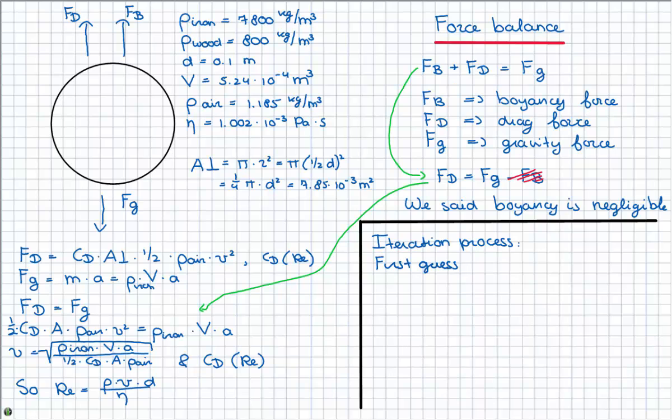First we take a guess. In this case we take 10 meters per second. We're using an iron ball, so I think this might be on the low side, but let's see. Then we can calculate the Reynolds number, which is the density of air times the velocity, which is 10 meters per second, times diameter divided by viscosity. If we fill in the numbers, we will get 1183 and no units. Now we have to go look into the graph.